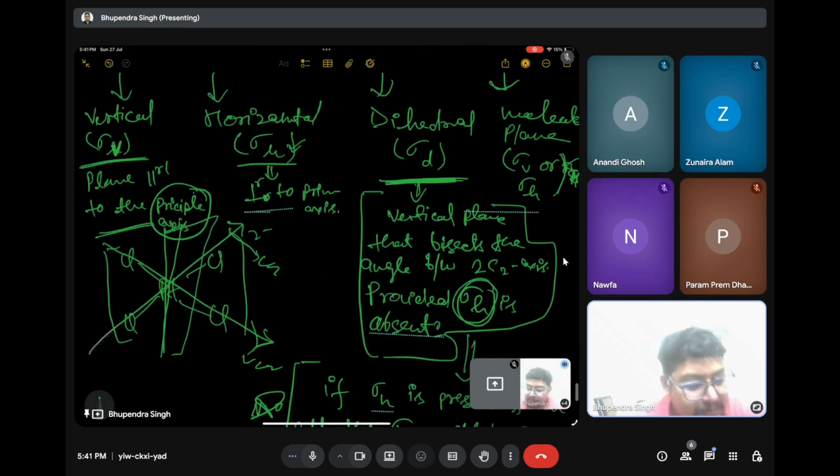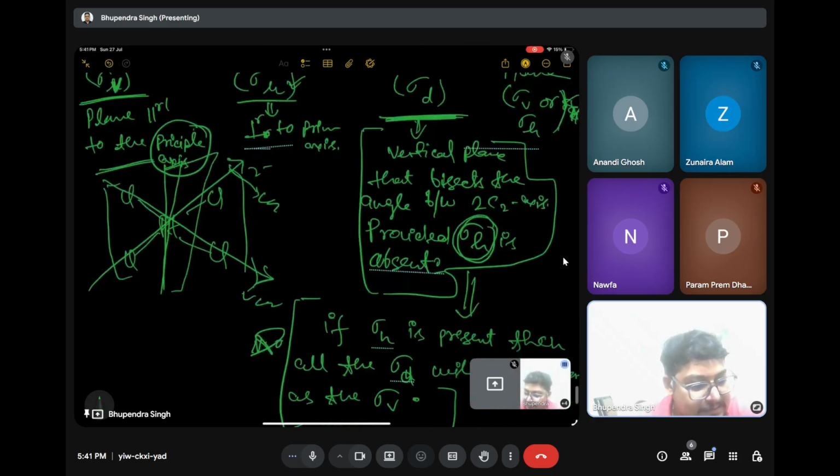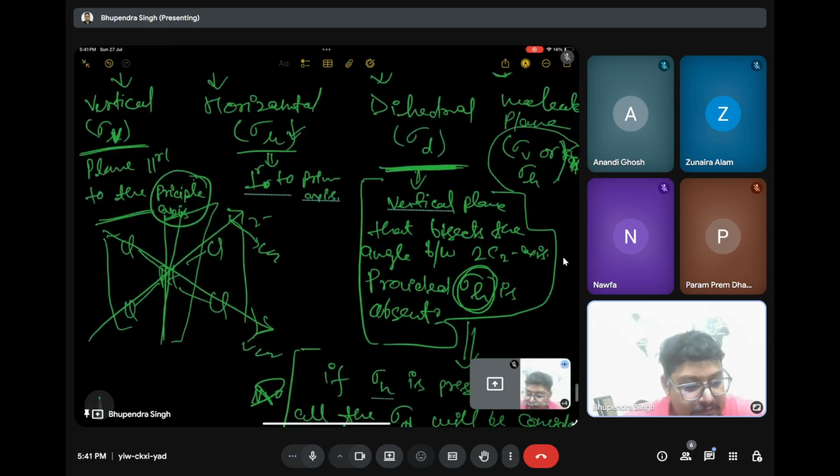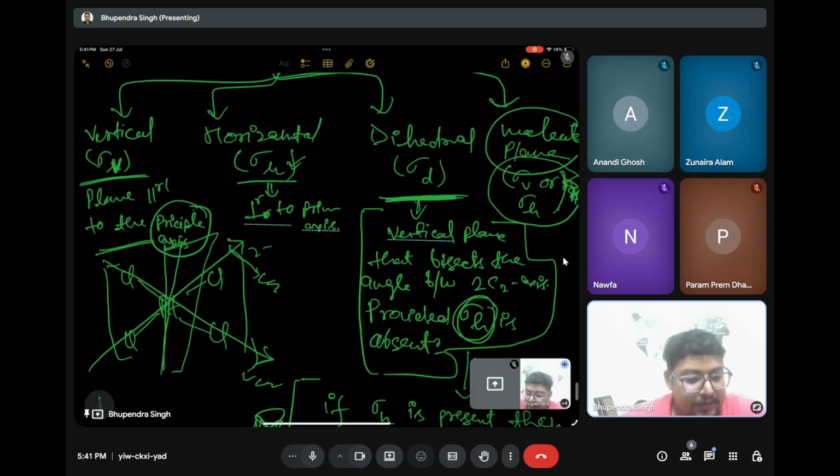And this one, the molecular plane, is the plane that passes through all the atoms of the molecule. This is the molecular plane. Sigma. So this would be sigma H or sigma V.